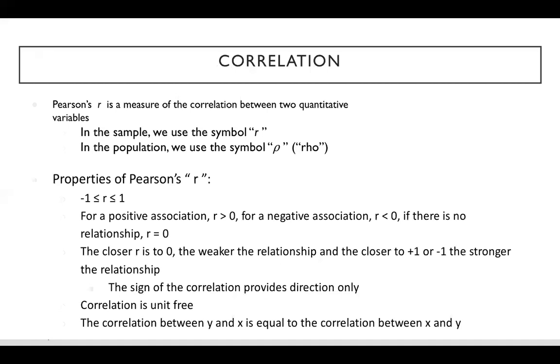So the sign of the correlation provides direction only. So whether your correlation is positive or negative does not have any say on whether it is weak or strong. Also, correlation is unit-free, and just remember that the correlation between y and x is equal to the correlation between x and y.